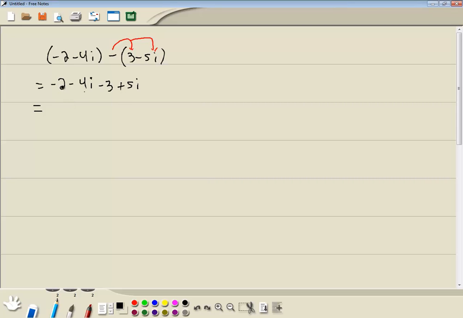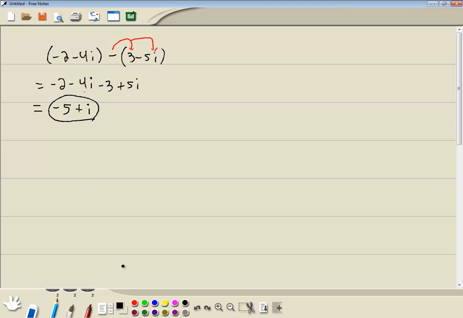Now we want to add together the real parts. I've got negative 2, negative 3. That gives me a negative 5. And we'll add together the imaginary parts. Negative 4i plus 5i gives me a plus 1i, or just plus i. So our answer is negative 5 plus i.